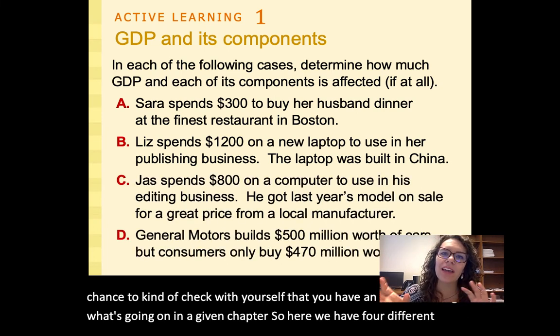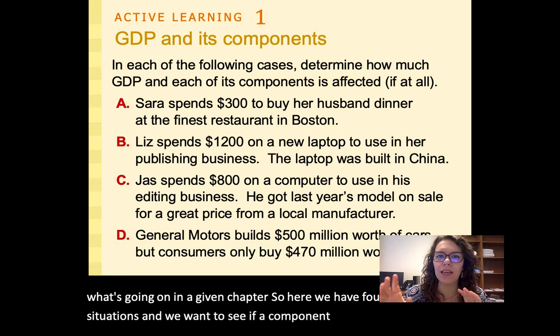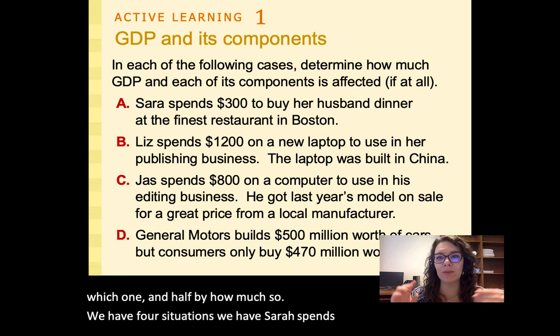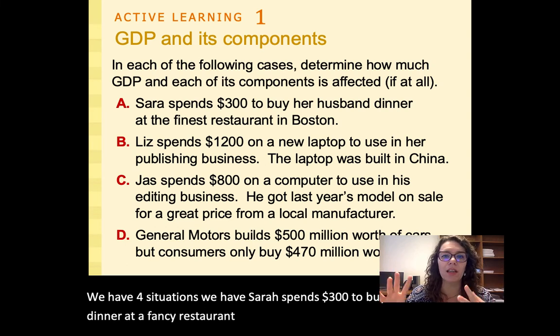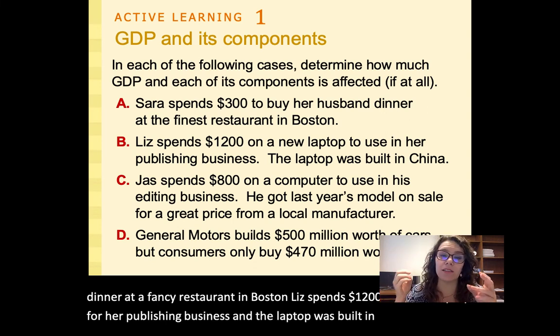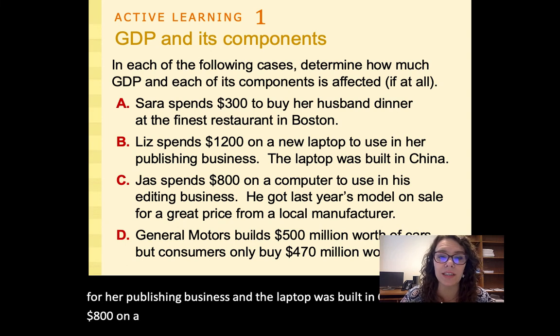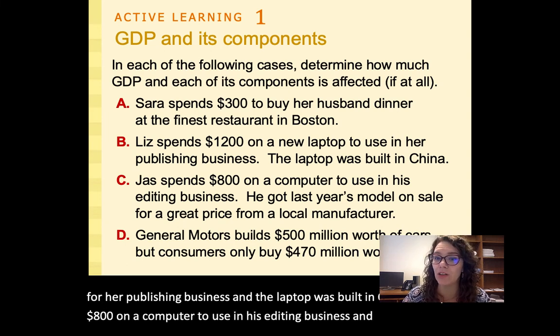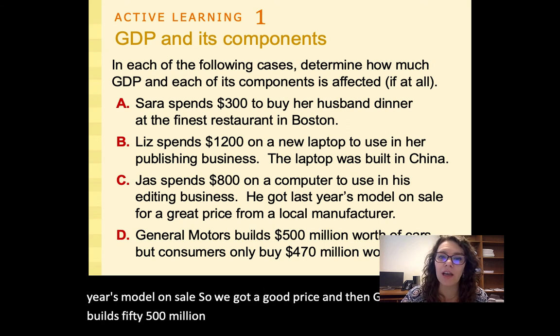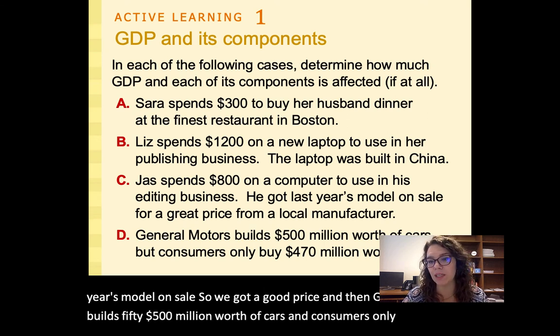We want to see if a component of GDP is affected, and which one and by how much. So we have 4 situations. Sarah spends $300 to buy her husband dinner at a fancy restaurant in Boston. Liz spends $1,200 on a new laptop for her publishing business, and the laptop was built in China. Joss spends $800 on a computer to use in his editing business, and he used last year's model on sale, so he got a good price. And then General Motors builds $500 million worth of cars, and consumers only buy $470 million worth of them.